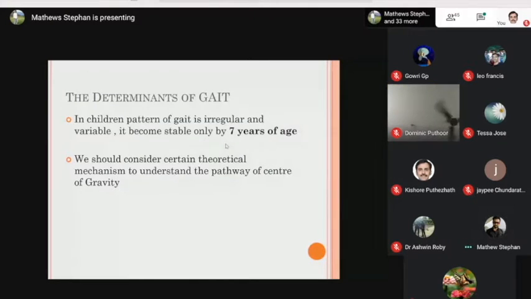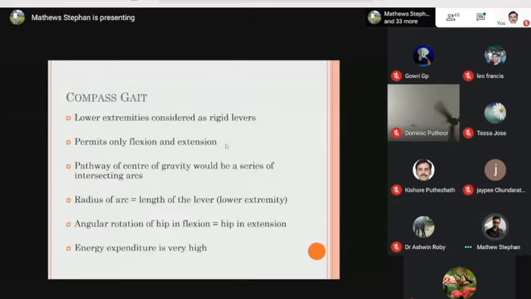So, this is a theoretical, that is a compass gait. Here, the lower extremities are considered as the rigid lever, permits only flexion and extension. The pathway of center of gravity would be a series of intersecting arcs. The radius of the arc is equal to the length of the lever of the lower extremity. Then the angular rotation of the hip in flexion is equal to hip in extension, and the energy expenditure is very high for a compass gait.